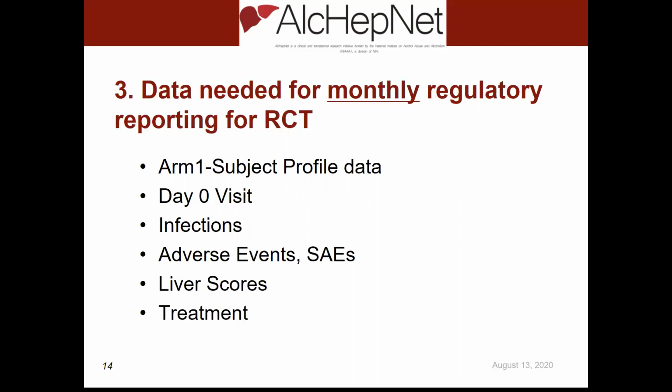There's high interest in the infections for this reporting and adverse events and serious adverse events. And of course, the liver scores and as we move throughout the trial about the treatment. So these elements are really important. I know data entry is overwhelming, but if you can prioritize and make sure you enter these before anything else, that would be very, very helpful for us so we can move along with the reporting to the regulatory agencies.